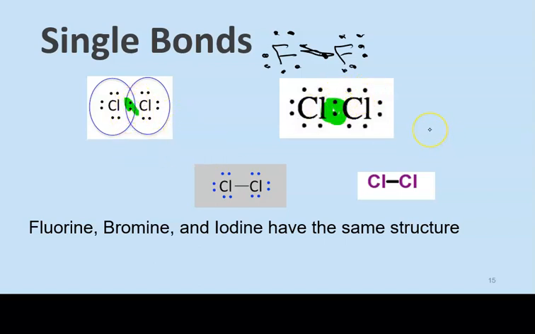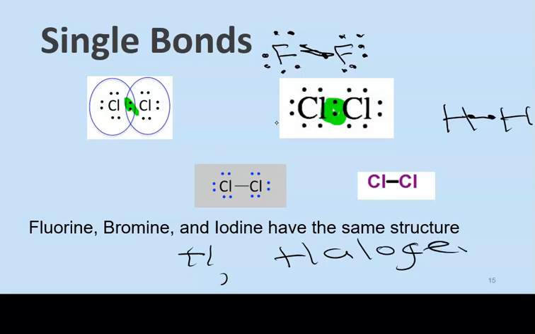So any halogen and also hydrogen will bond in the single bond way, because hydrogen only has 1 electron anyway. It would rather have 2 so it can look like helium. So hydrogen and halogens will form single bonds. Hydrogen and halogens, I would write that down. These are the ones that are typically making these single bonds.